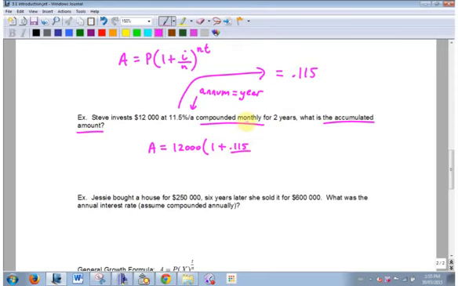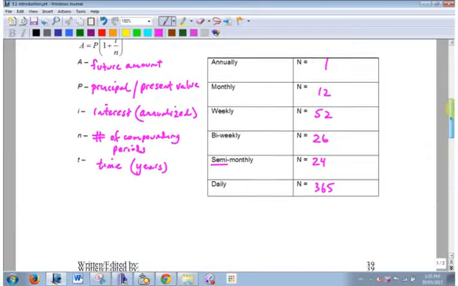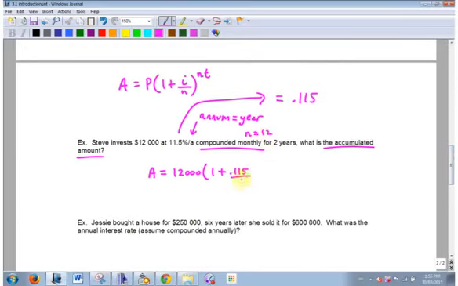But this is compounded, not yearly, monthly. So n is monthly. Ooh, n's 12. Okay? So 12 goes down here, and then n is still 12. There's also an n up there. T is the time, and it's going to be years, okay? Usually, like 99% of the time.